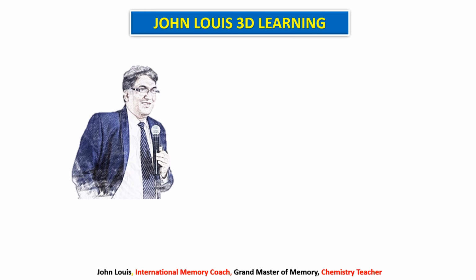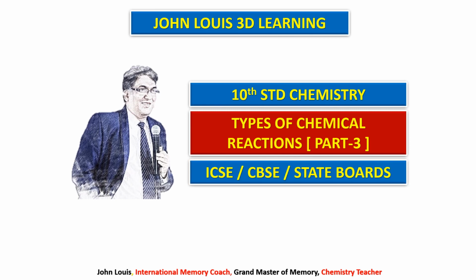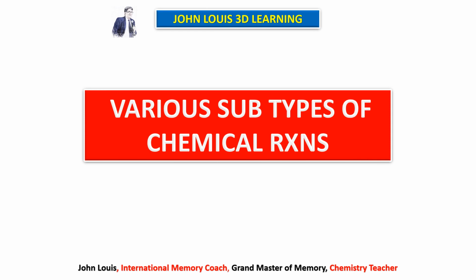In this presentation, we are going to see 10th standard chemistry, types of chemical reactions part 3. We are going to see various subtypes of chemical reactions. In part 1 and part 2 of chemical reactions types, we have seen some main types and some variation in the main types. Now we are going to see subtypes of chemical reactions.